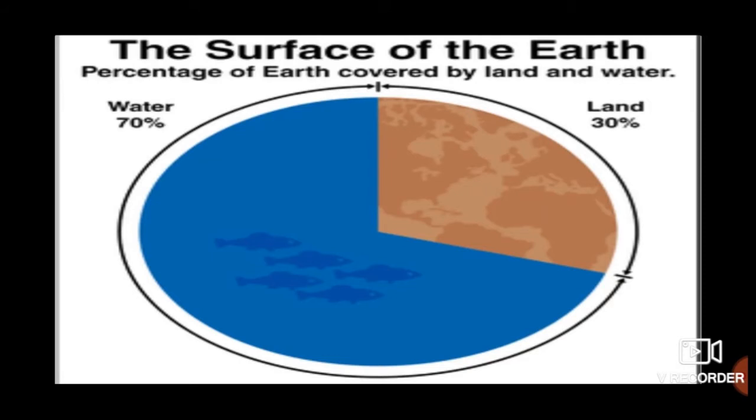About 70% of the earth's surface is covered with water. Water is found in rivers, seas, ponds, lakes and oceans. All living things need water for various activities. Plants need water to prepare their food. Animals need water to drink and bathe. We need water to drink, bathe, cook food, wash clothes, etc.